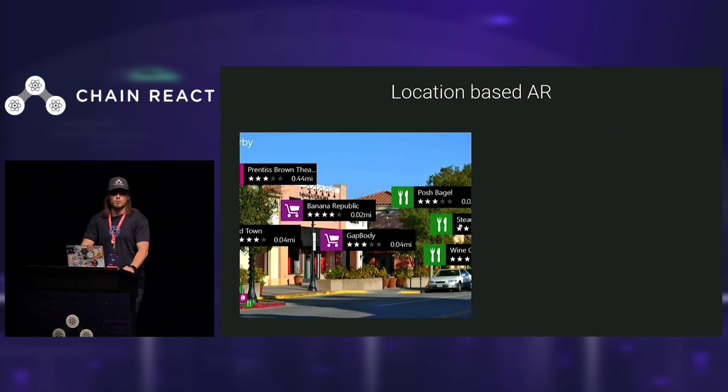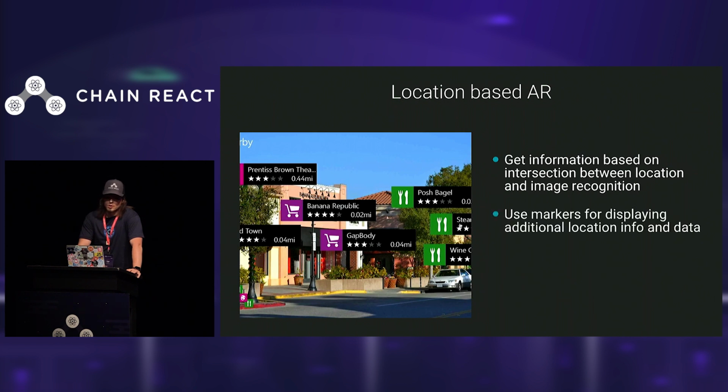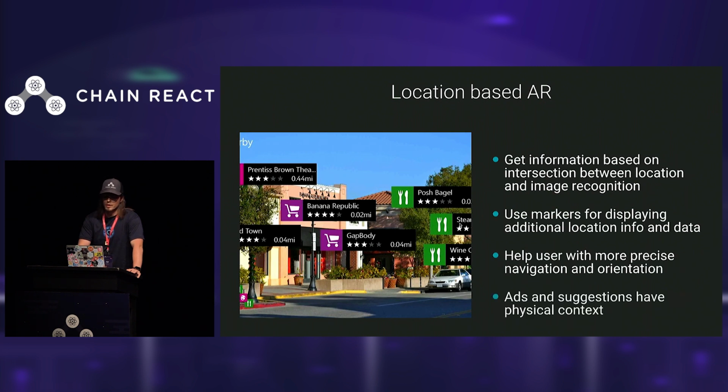Location-based AR is really popular. You walk on the street, you open your phone, you look at the sign, and you see some info, or if a restaurant is nearby, stuff like that. And again, you can get information based on physical context. You can display various markers for location info and data, and eventually it helps users and, again, ads.